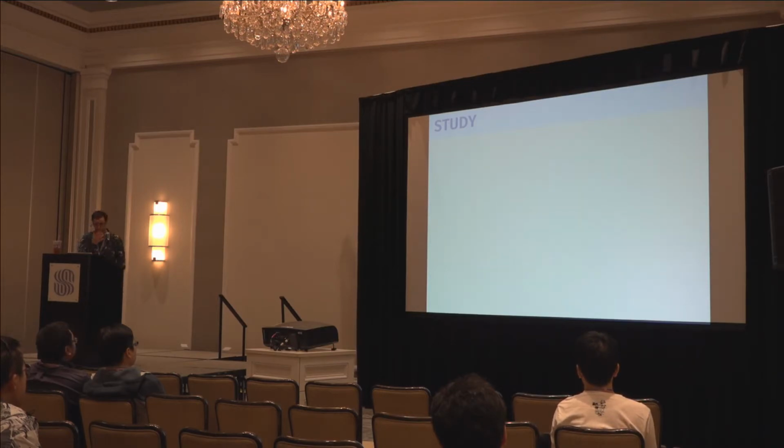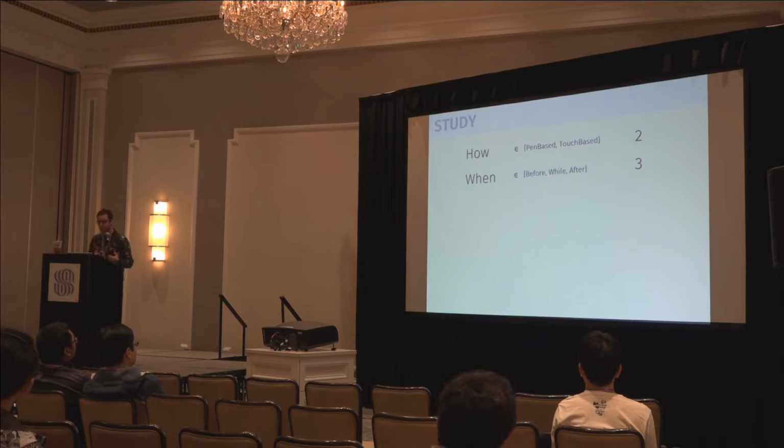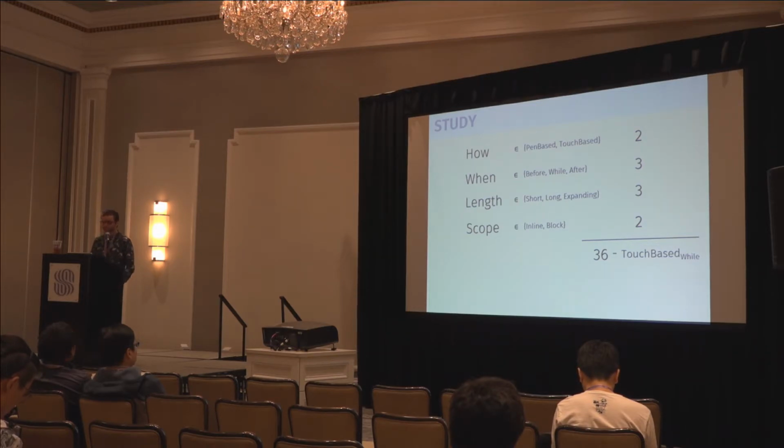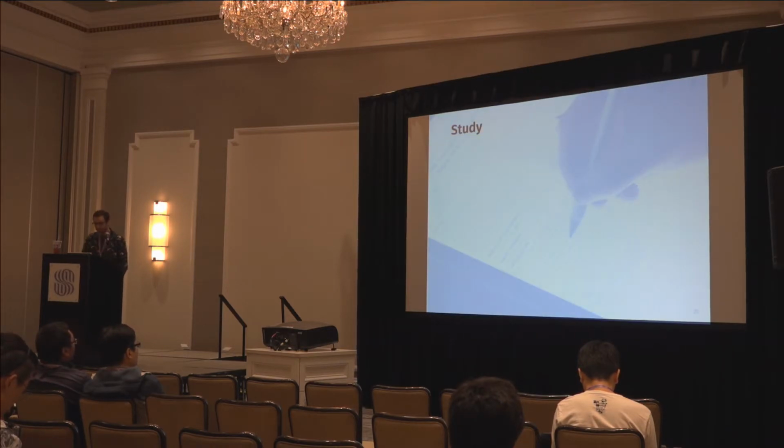To quickly sum up the experiment design: two sets of techniques, either pen-based or touch-based, 3 different time stops of when space is created, so while, before, or after, 3 lengths of annotation, short, long, or expanding, and 2 annotation scopes, inline or blocks. This gave us 36 trials, minus the ones we discarded during the uncomfortableness, which gives us 30 trials per participant. We conducted this study on a Surface Book with 12 participants that we got for an hour, and the experiment had 20 conditions.